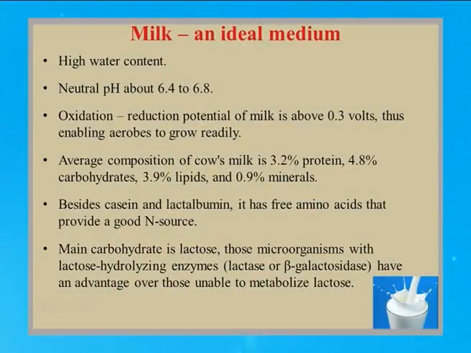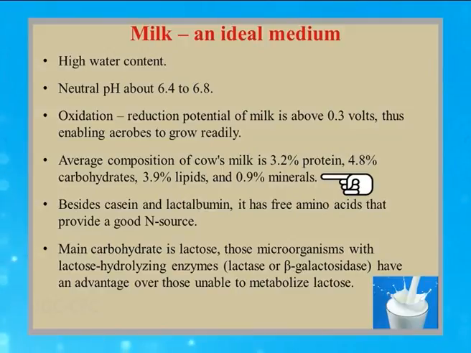What are these? The milk has got a high water content, high amount of moisture, and therefore is very suitable for the growth of microorganisms. The milk has got a neutral pH from 6.4 to 6.8 and therefore a very good pH for the optimum growth of the microbes. The oxidation reduction potential of the milk is about 0.3 volts and therefore this enables the aerobes to grow readily.